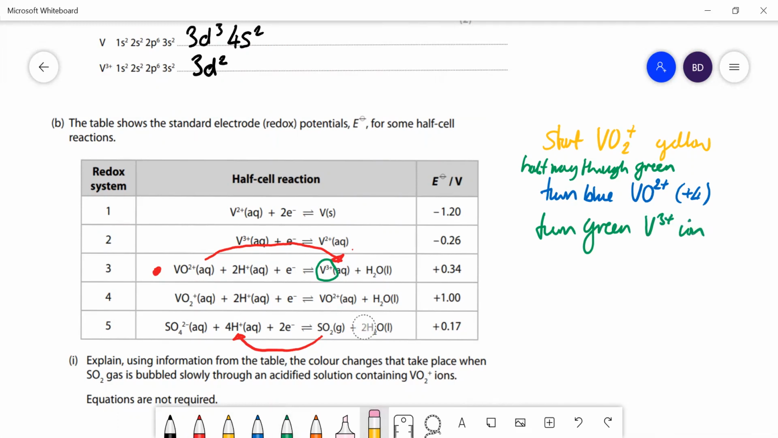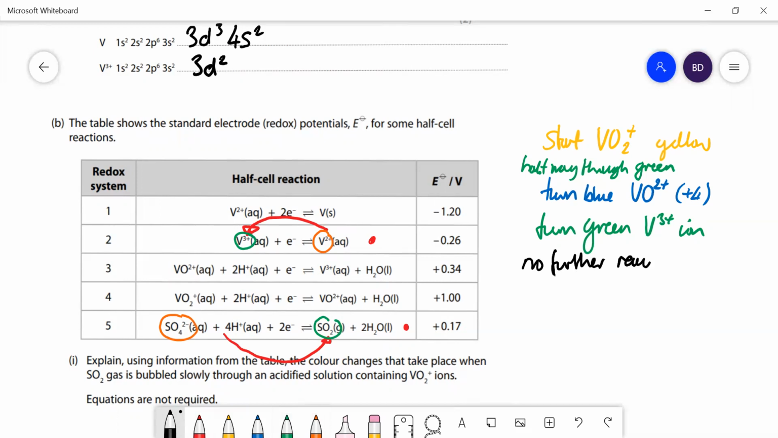Now we need to see if the sulfur dioxide can react with the V3+. Okay, so the two half equations we want are this one and this one. Right, now which is the most negative of those ones? Well, it's not the sulfur dioxide one, it's this one. So this is going to be the best at pushing away electrons. And this one is going to be the best at taking in electrons. So can SO2 react with V3+? The answer is no. The exact opposite happens. In actual fact, sulfate will oxidize the V2+ back to V3+. So no further color change after that. No further reaction. So the SO2 is a strong enough reducing agent to reduce it from the +5 to the +4, then to the +3, but not to the violet 2+.